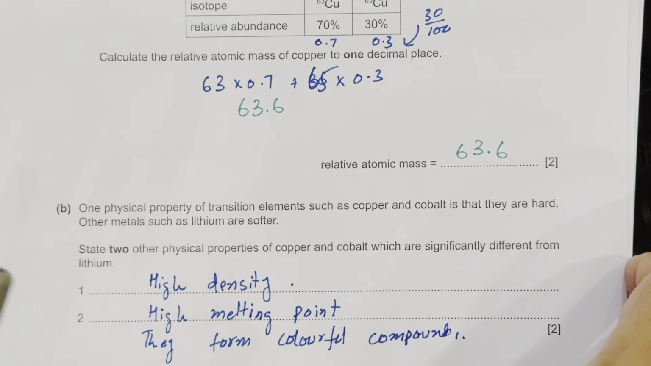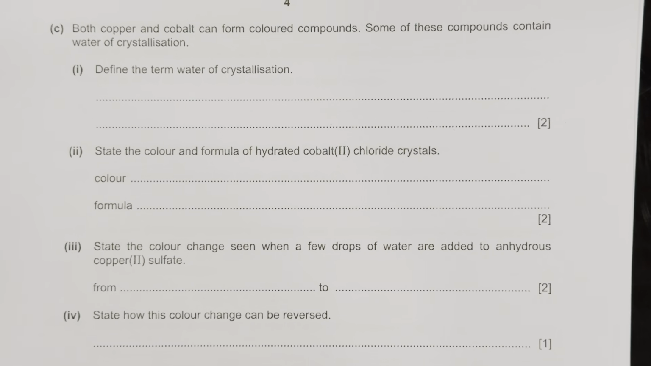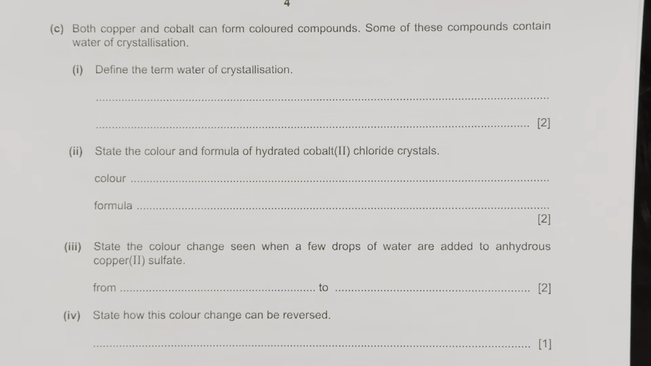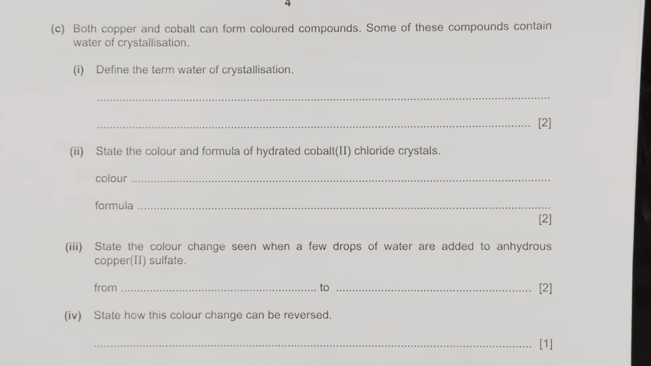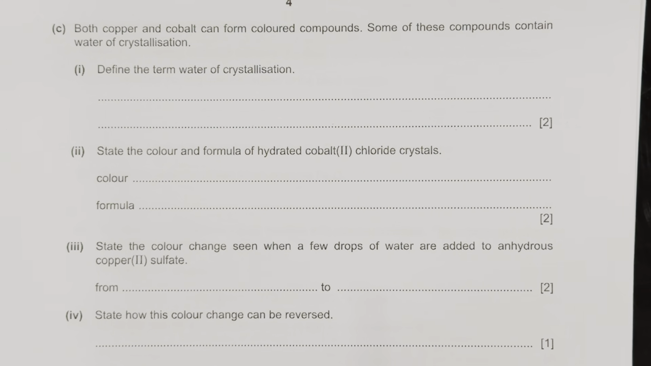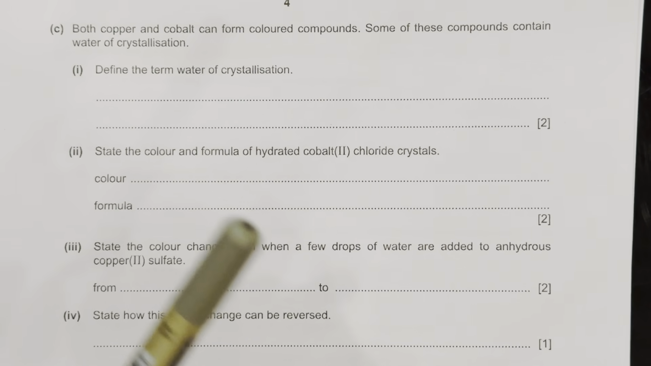Moving to the next part of this question, part C. Both copper and cobalt can form colorful compounds. Some of these compounds contain water of crystallization. Define the term water of crystallization. Water of crystallization is the water attached to a salt like CuSO4.5H2O. They are also called hydrated compounds. So we're gonna write that the water molecules present in hydrated crystal.